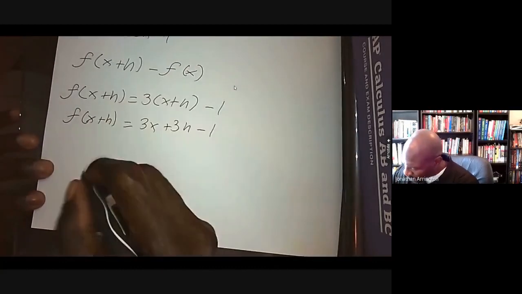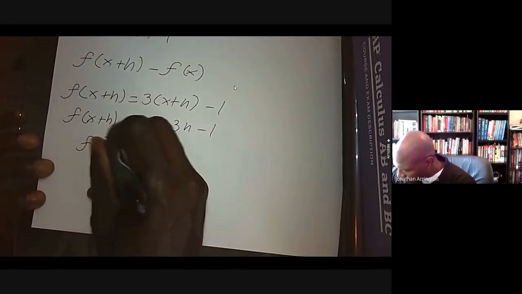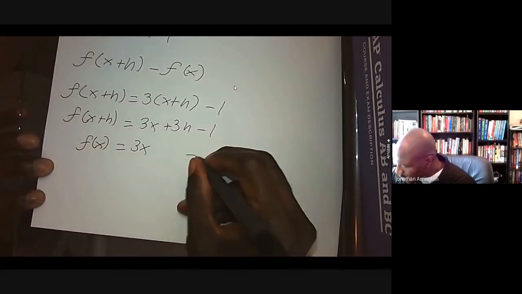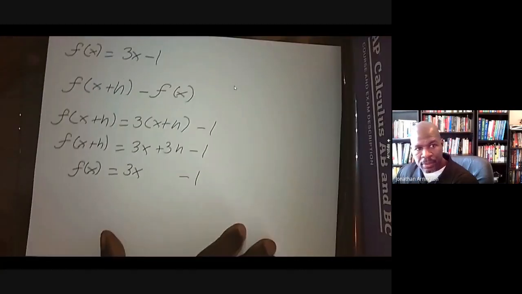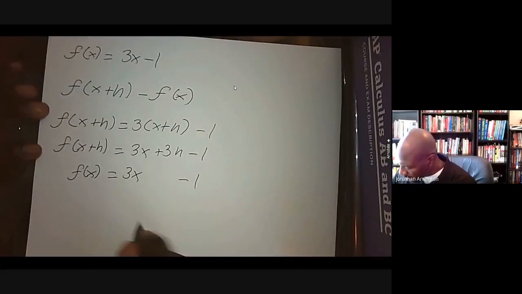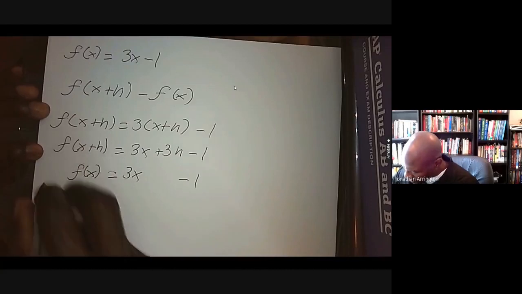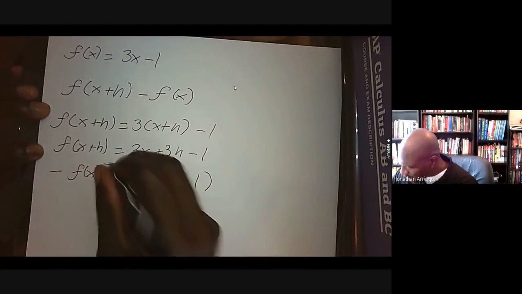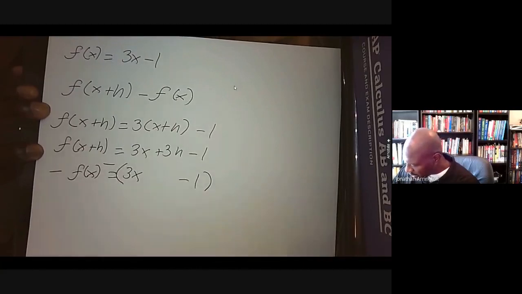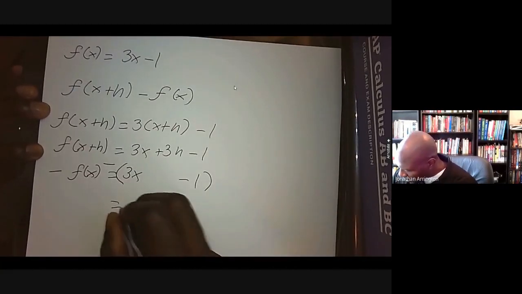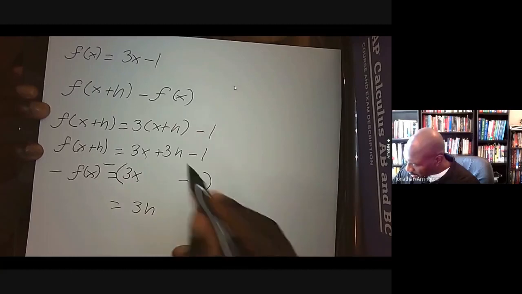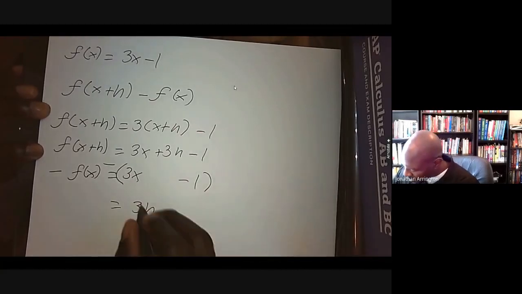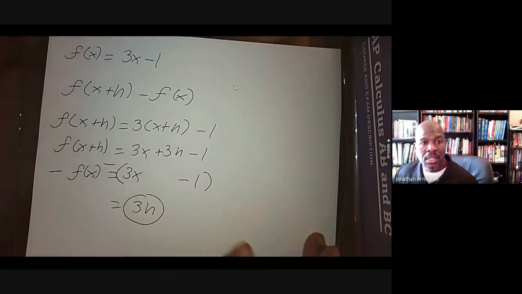And f of x was 3x minus 1, right? So if I do f of x plus h minus f of x, this is being subtracted here. So 3x minus 3x is nothing. This 3h comes down, and negative 1 minus negative 1 is nothing. So the answer is 3h.